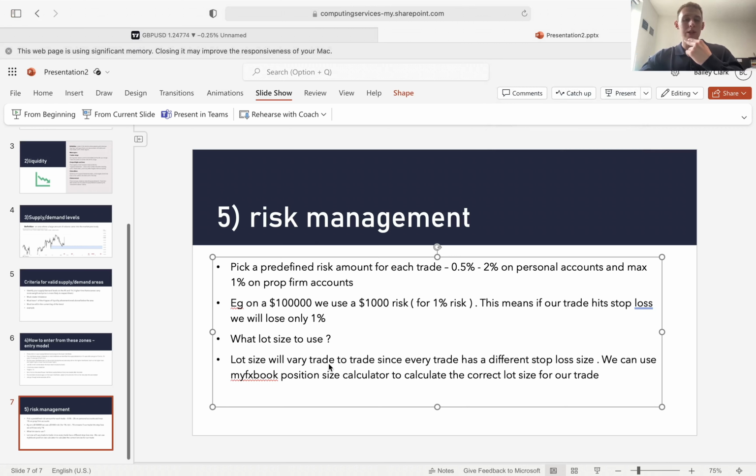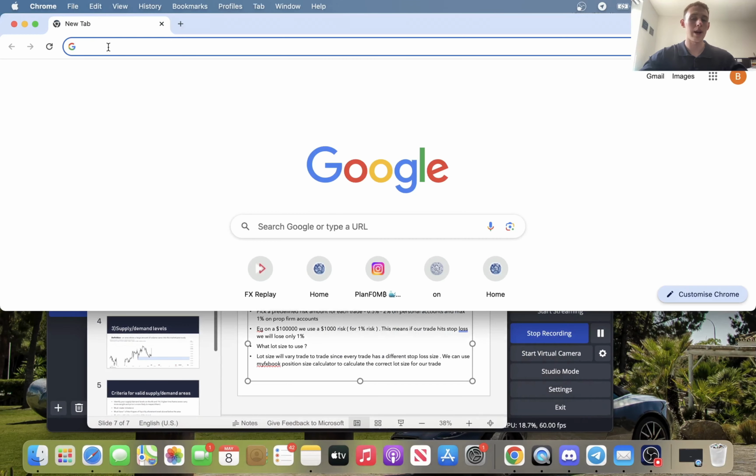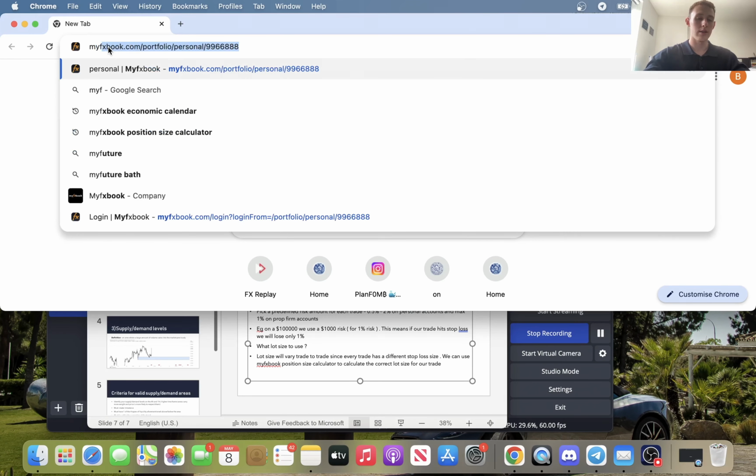And I also get this question a lot, is what lot size do you use on the trade? And this is a very difficult question to answer because it's obviously going to vary trade to trade, since every trade will have a different stop loss size. But a way to easily get around this problem is to simply go onto my FX book position size calculator and calculate the correct lot size for the trade. So if we go over to that now, I'll show you exactly how to do this.